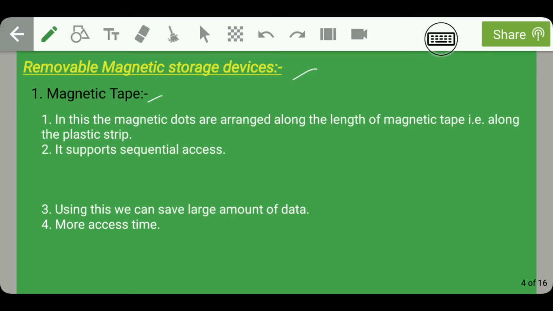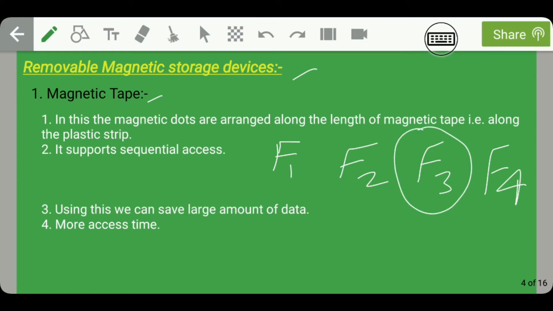So what does sequential access mean? Guys, let us suppose that I have saved four files, F1, F2, F3 and F4. So now I want to access file F3. To access file F3, I have to first access file F1, then go to file F2 and then only I can access file F3. That is, I can't directly access file F3. So this is what sequential access means.